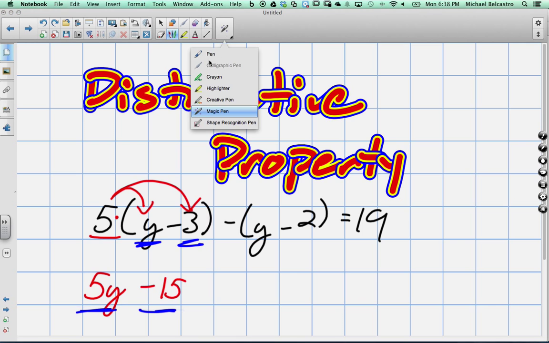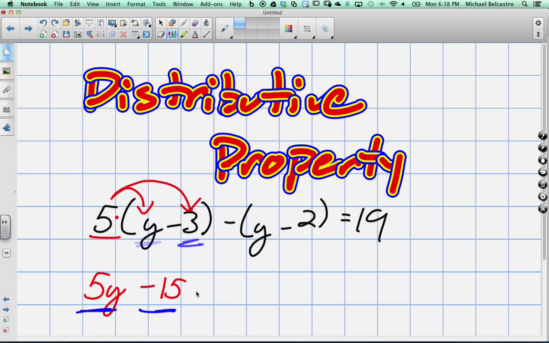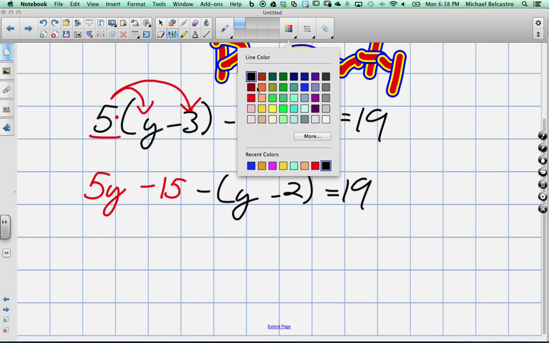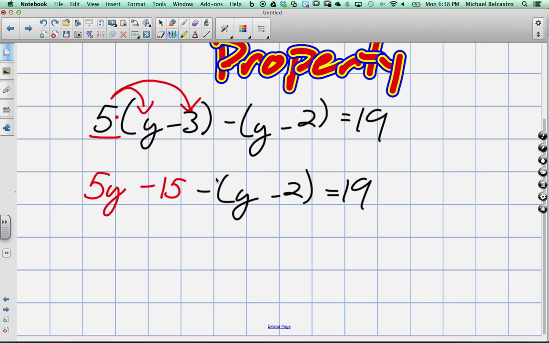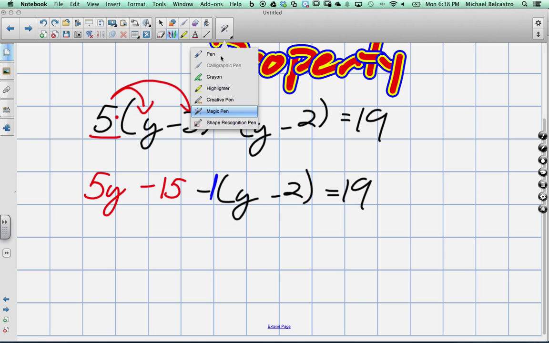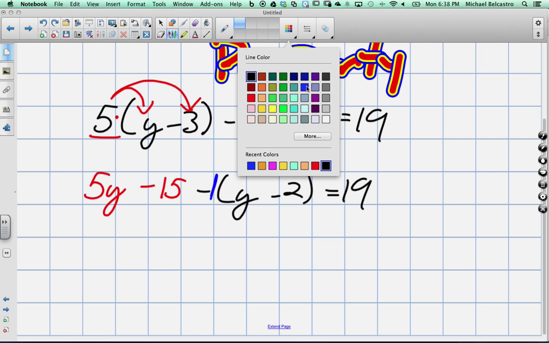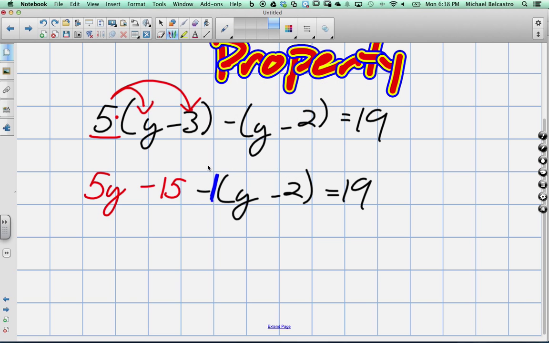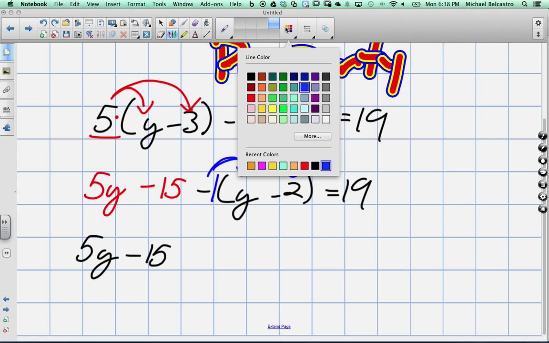And the second one, and I'm going to rewrite this out. So it's -y minus 2 equals 19. Okay. And the second one here, technically you could think of this as being a -1. Okay. So I'm going to write that in kind of blue here. So if it's -1, I have to distribute -1 to each of the terms. So when we do that, let's keep these the same. 5y minus 15. What's a -1 times y? 1y, which would really just be y.